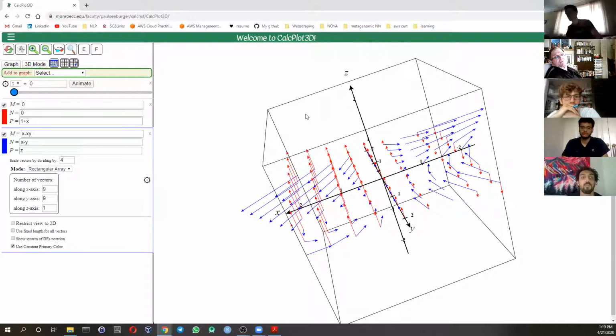So you point your fingers. The fingers are going to be the direction of the vector field, and then my thumb is going to be the curl.